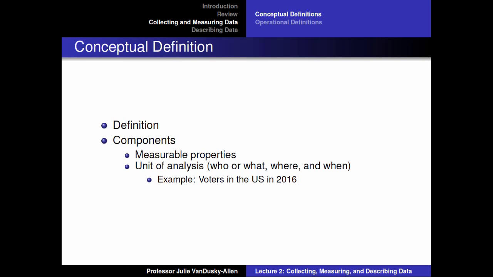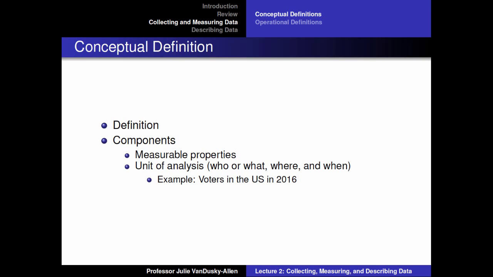Next, the conceptual definition specifies our variable's unit of analysis. The unit of analysis just tells us who the subjects are in our study. It tells us who or what they are, where they live, and when they existed. Our subjects could be individuals or states, or even legislatures or parties. We can focus on subjects in 1 year or many years.